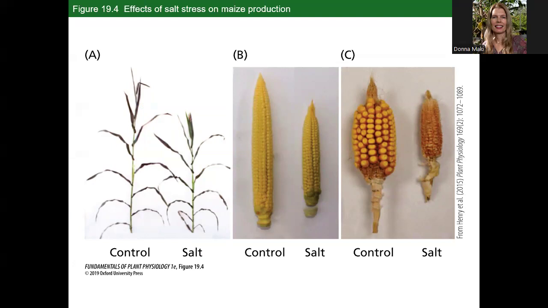And then you can see, of course, when you grow corn, you're going for the corn on the cob, and you can see how minimal the yield is and kind of deformed. And you can see in figure C, it's really bad where there doesn't even look like there's many kernels that got formed. So there's not much nutrition there at all.